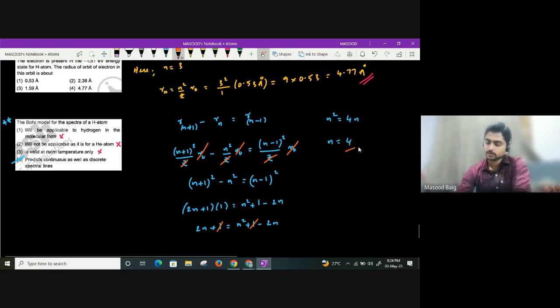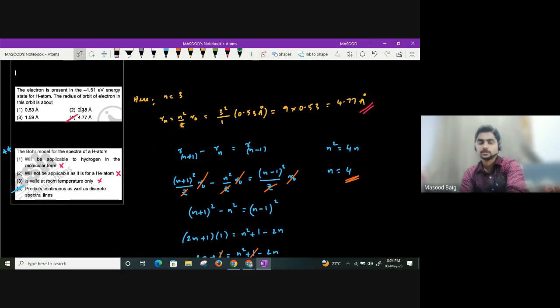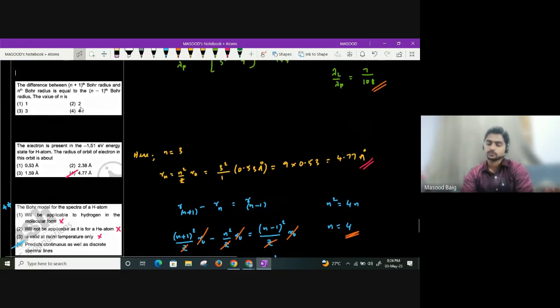So in which orbit does the electron belong? It will belong to the fourth orbit. When the difference in radius of the n plus 1th orbit and nth orbit is equal to the radius of the n minus 1th orbit, then they're asking what is the value of n. The value of n will be equal to 4. Clear, all of you? Understood, everyone?